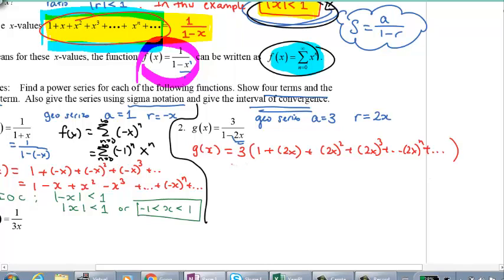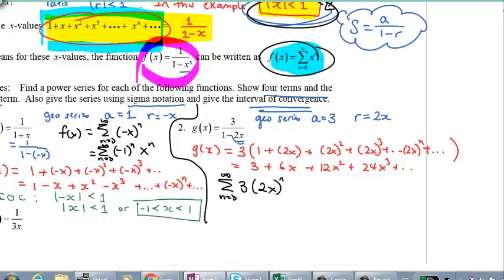You can expand this out if you wish. That becomes 3 plus 6x. 2x all squared is what? 4. 4 times 3 is 12x squared, and so on. Okay. Summation notation, or sigma notation. N equals 0 to infinity. Notice now, it's not just x, but there's a 3 in front. And the x value became 2x, so 2x to the power n. And that's perfectly fine to leave it like that.